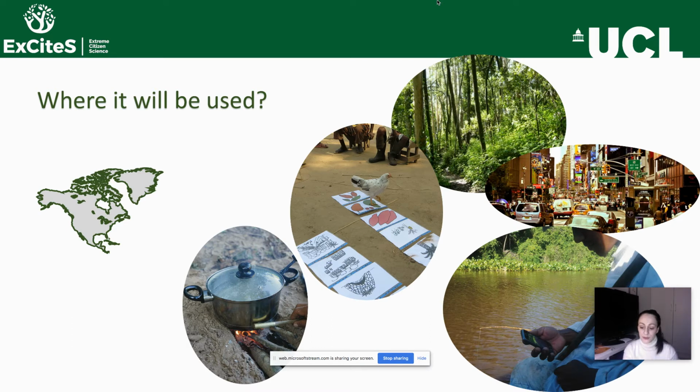Another design decision refers to where the application will be used. Is it going to be used, for example, in the rainforest or in a busy urban center? Is there access to electricity in this place? And if not, how will people charge their devices? Are they going to use the application to collect data while doing something else or not?